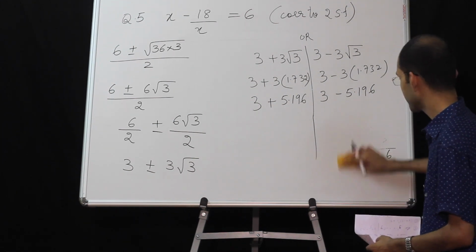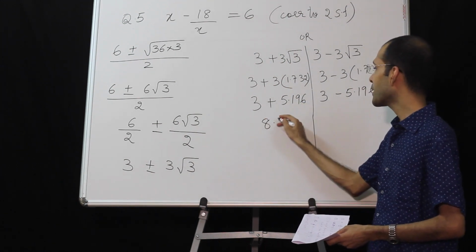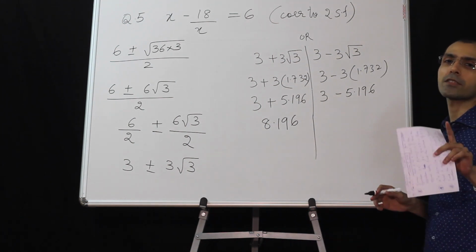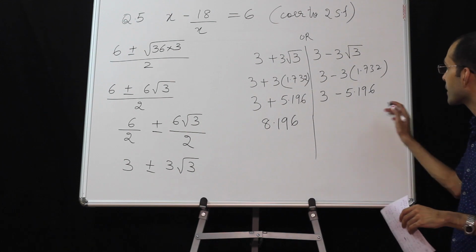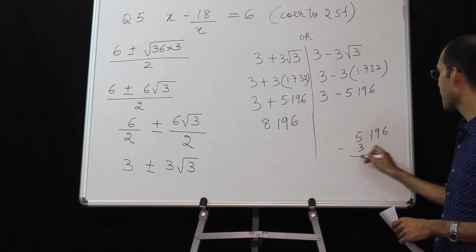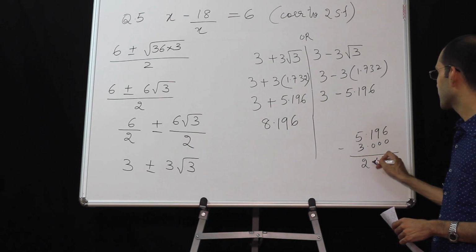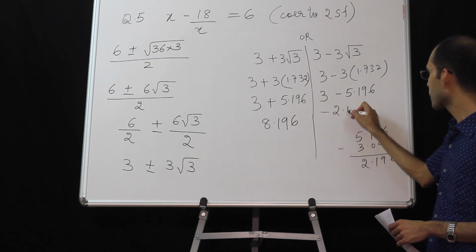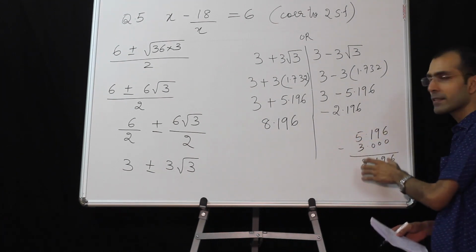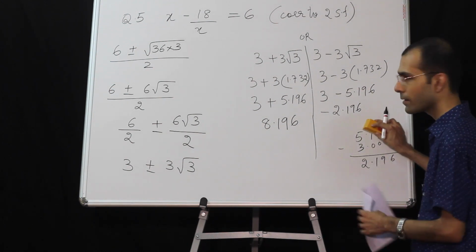Comfortable till here? This addition is okay, you can do it mentally. 8.196. Here perform the subtraction. Perform the subtraction and see. 5.196 minus 3, minus 2.196. Sign we will have to adjust logically, but perform the subtraction and see, because at times you will get tricked in the numbers. I'll give you some example a little later.